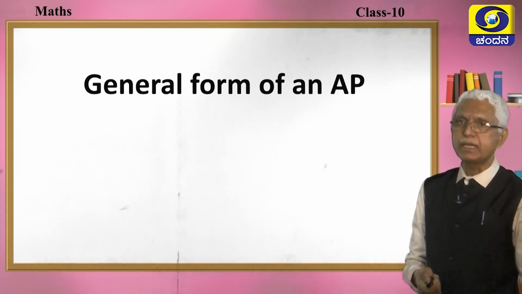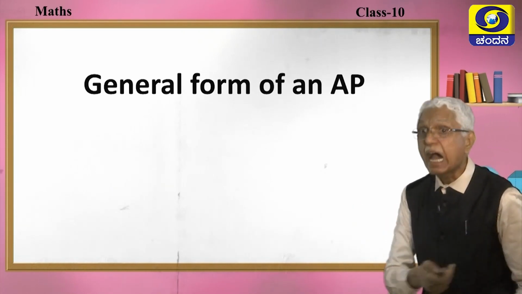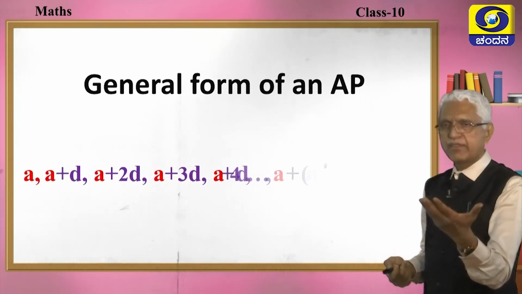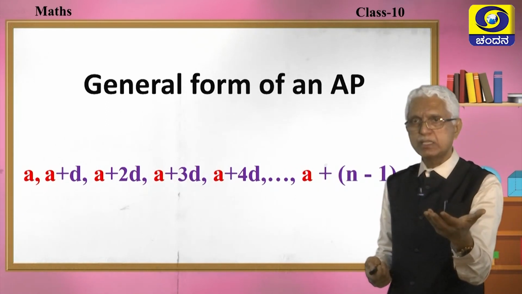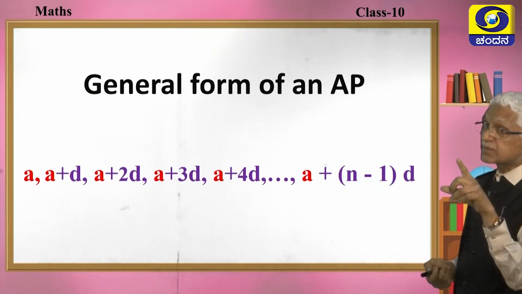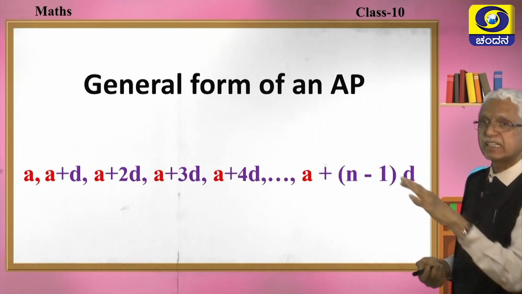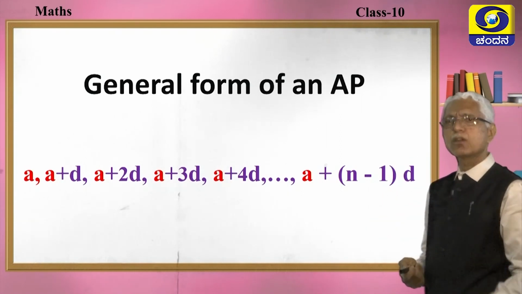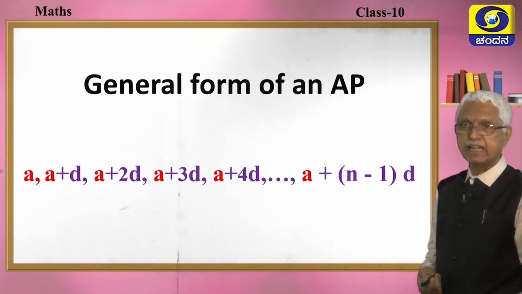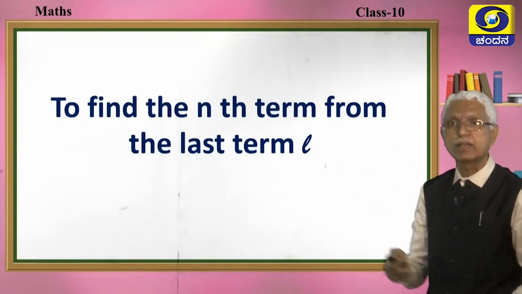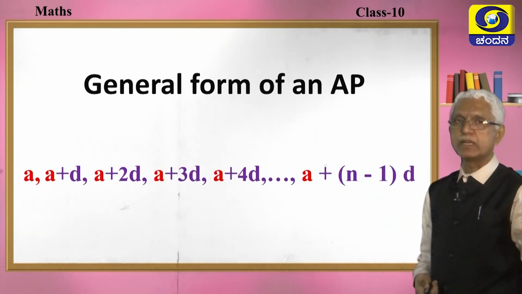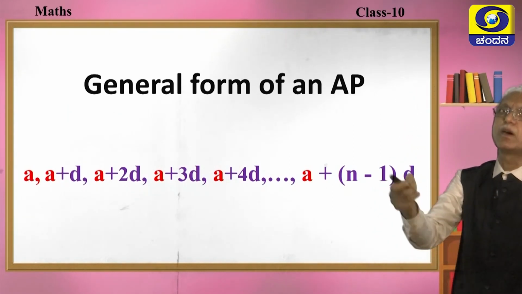General form of an AP. So, any AP, any arithmetic progression, what will be the general form? You know the first term is a, second term is a plus d, a plus 2d, a plus 3d, a plus 4d, dash dash dash. The last term, or the nth term, call it as the nth term. Just now you proved that a plus 1 minus 1 into d, a plus 2 minus 1, 2 minus 1 into d. So, in that you got a plus n minus 1 into d. So, this is the general form of an arithmetic progression.